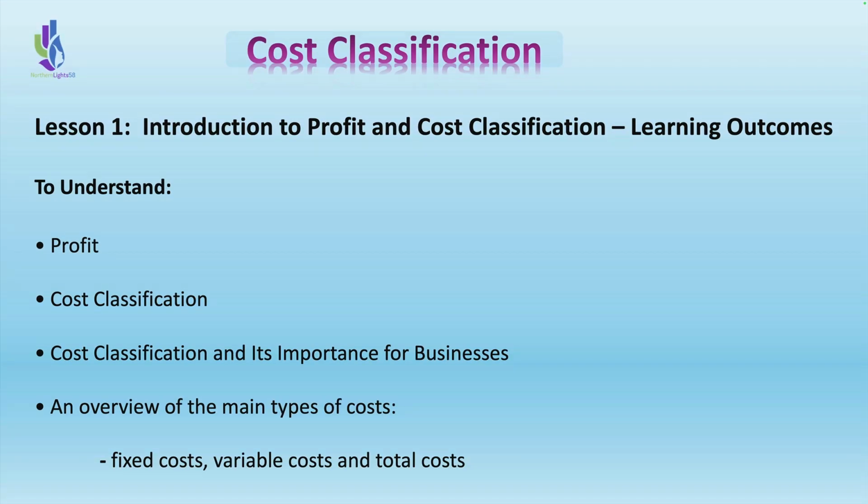Lesson 1. Introduction to Profit and Cost Classification. The learning outcomes are to understand the definition of profit, the definition of cost classification, the importance of cost classification for small home businesses and businesses in general, and the three primary types of costs: fixed, variable, and total costs.